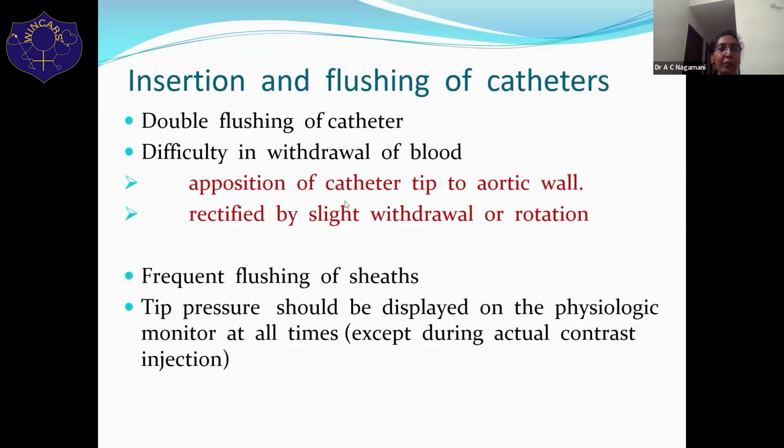Always ensure that there is double flushing of the catheter. And when you have difficulty to withdraw blood, there is a possibility that it may be abutting the wall of the vessel. So this can be rectified by slight withdrawal or rotation of the catheter. Please ensure that sheaths are also frequently flushed, especially when the procedure gets prolonged. And tip pressure should be displayed on the monitor at all times, except during actual contrast injection.